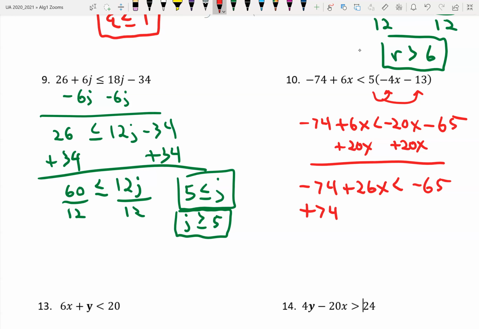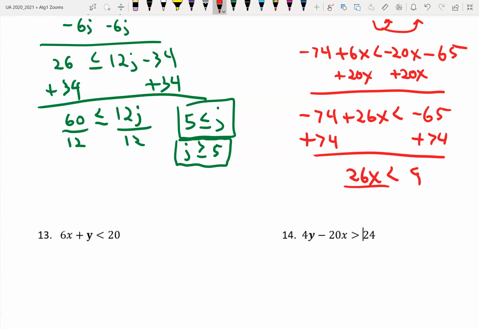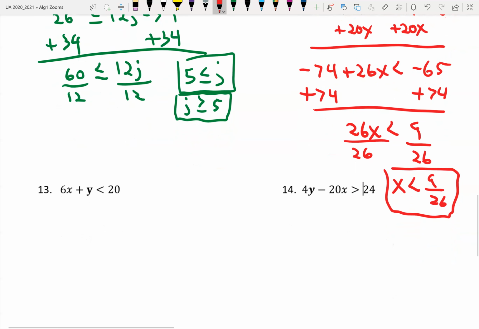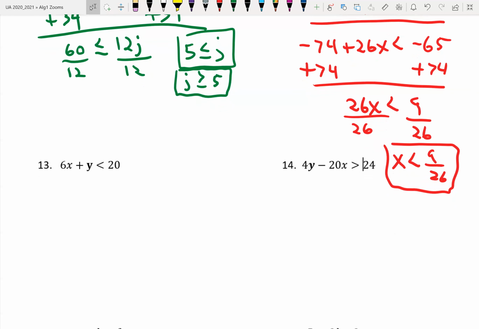Adding 74 to both sides. This yields 26x is less than, I believe that's going to be 9. Dividing by 26. X is less than 9 over 26. That's the best answer. You'd get some long decimal, but if you put that, that's fine, the equivalent statement.